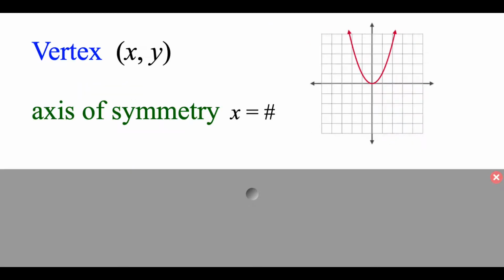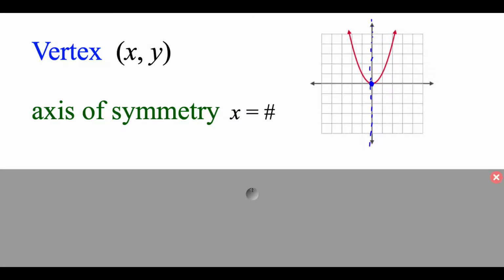Now, as we're looking at the graph of a parabola, we can identify the vertex by finding the highest or lowest point on the parabola. So in this case, the vertex would be right at the origin because that's the lowest point on the parabola. And we've also got this axis of symmetry, this line running down the middle of our parabola that splits the graph in half.